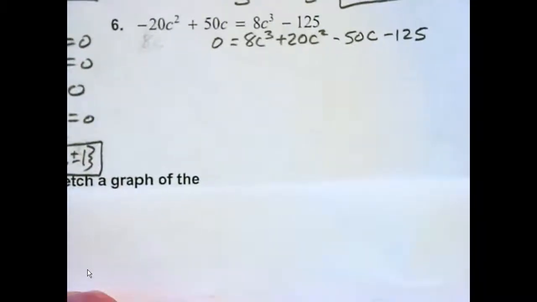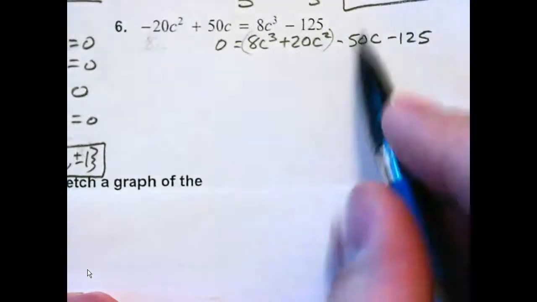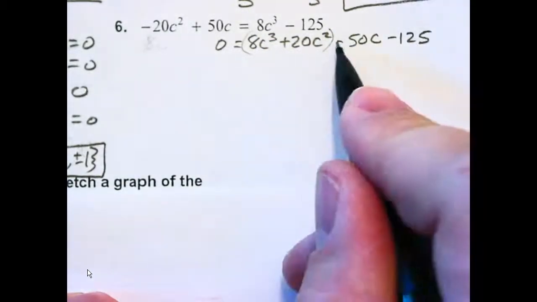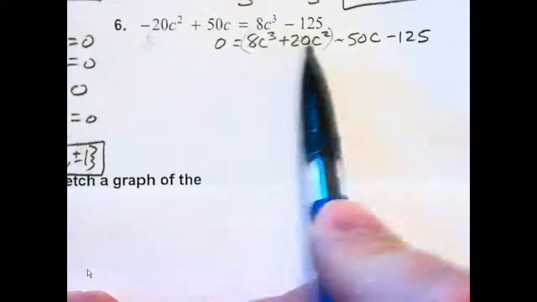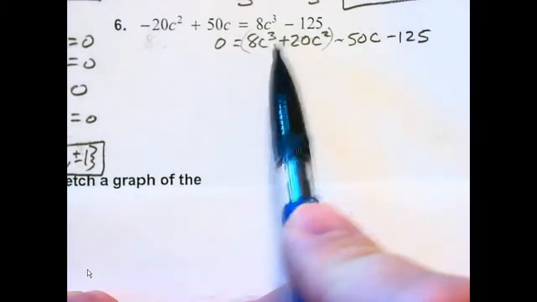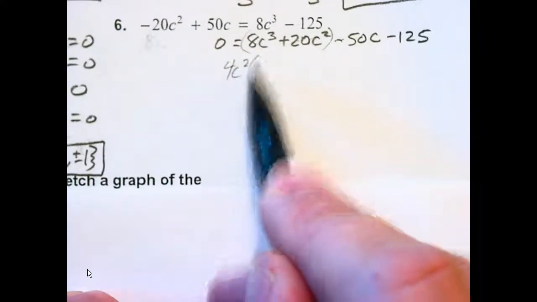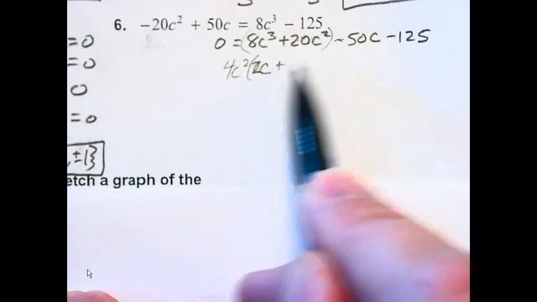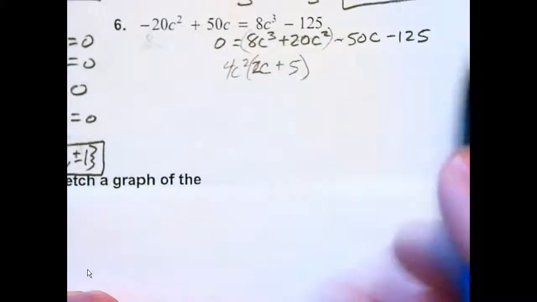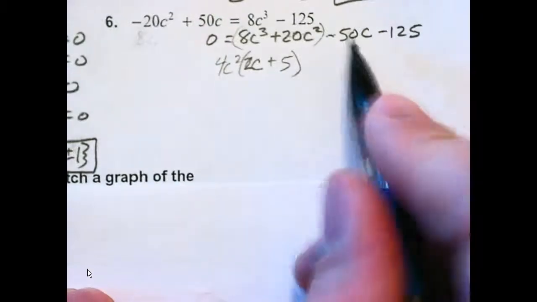Okay, how many made it that far? Now, if I try to group these right here, that would be my next step because I can't pull anything out. And when I try to group that, I'm going to start doing this little step in my head here. What can I take out here? Yeah, 4c squared. And if I take out 4c squared, I'm going to get plus 5.